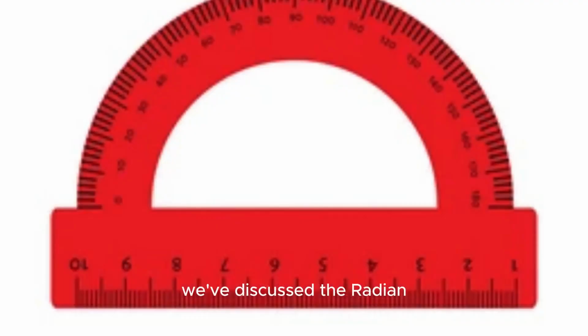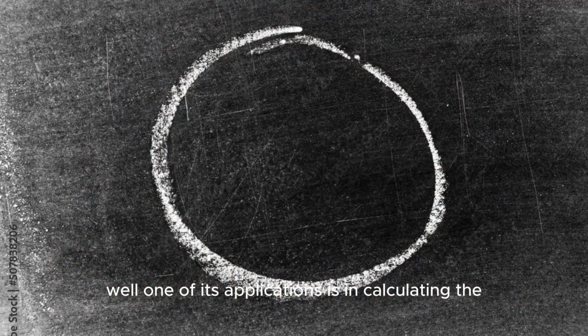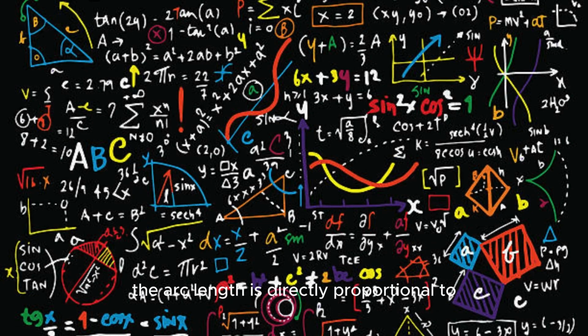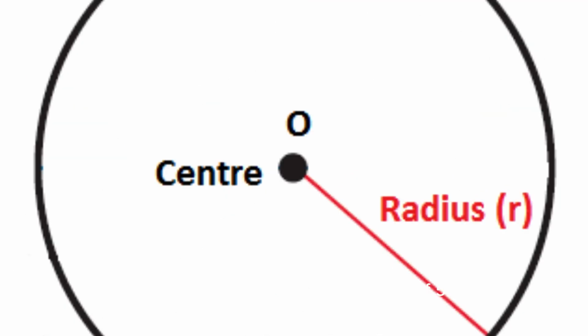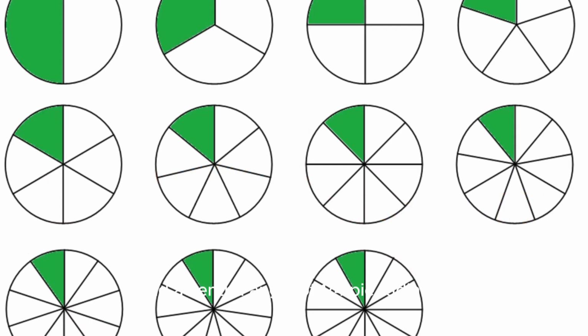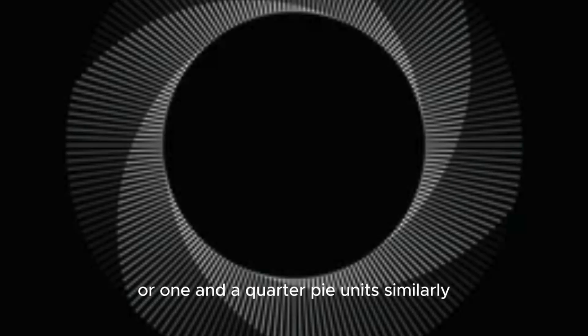We've discussed the radian, a unit of circular measure, but how do we use it? Well, one of its applications is in calculating the arc length of a circle. The arc length is directly proportional to the angle in radians and the radius of the circle. So the formula for arc length is S equals R times theta. Let's say we have a circle with a radius of 5 units and a central angle of 1/4 pi radians. Using our formula, the arc length will be 5 times 1/4 pi, or 1¼ pi units.